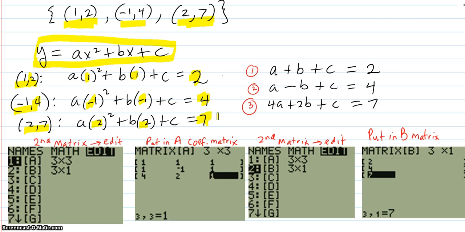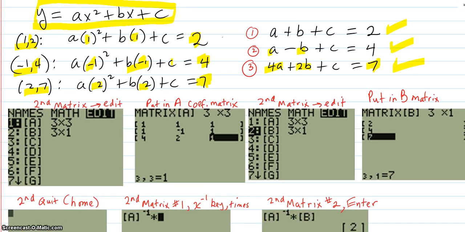Okay, now we have our system of equations. A times 1 squared is a, plus b times 1 plus c is 2. That's this one. A times 1 squared, that's a, minus b, that's this one, plus c equals 4. That's that equation. This one is 4a, plus 2b, there's the 2b, plus c equals 7. So there's the 3 equations in 3 variables.